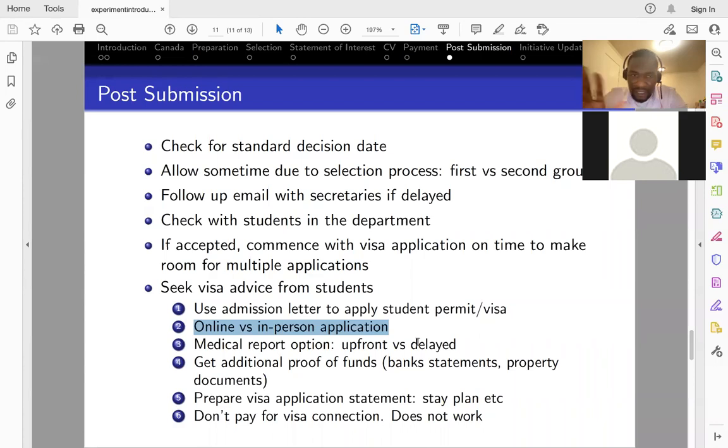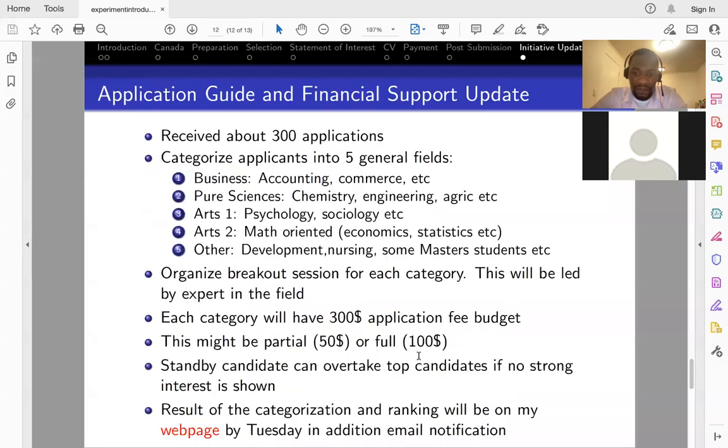And have a look at the slide which I'll be posting, and feel free to ask your questions. I think there are a lot of questions in here. I'll try as much as possible to answer them.